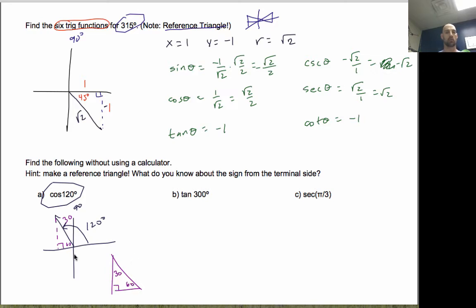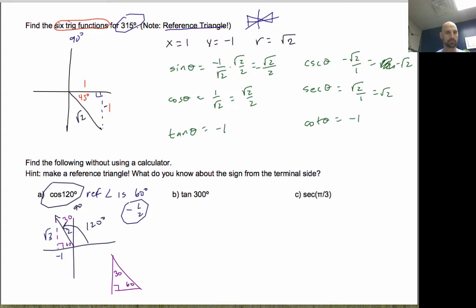How does that play out? Well, this is 1, but it's -1 because it's in the second quadrant. This is √3, and this hypotenuse is 2. Okay? And so I can find the cosine of 120 because the reference angle is 60, meaning it forms a 60-degree angle with my x-axis. My reference triangle is right there. And so the cosine is adjacent over hypotenuse, -1/2. Done, no calculator needed. I can verify on my calculator.